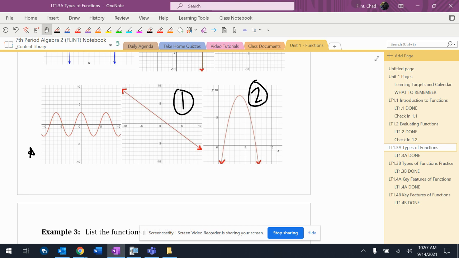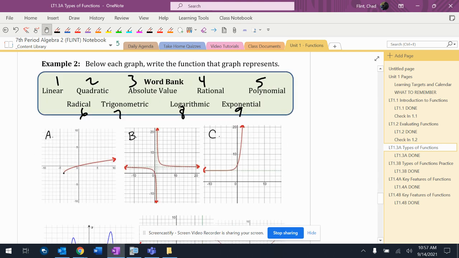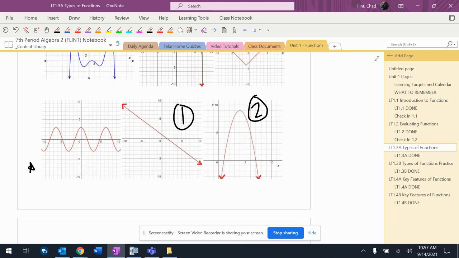I see on this one right here, I see a repeating curve. That has to be trigonometric. So I'm going to look for sine or, no, I'm not looking at equation. I'm looking for trigonometric. So that's going to be 7.